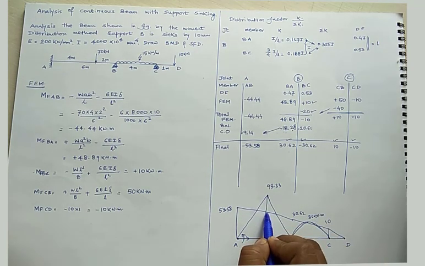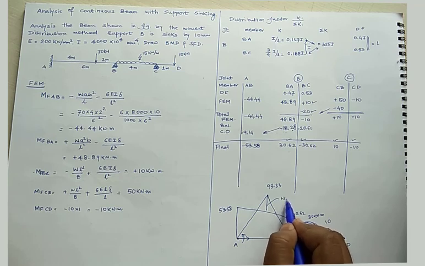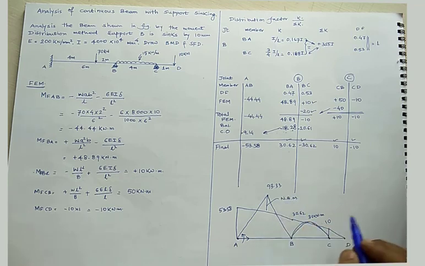So this is the final bending moment diagram, and this is the net bending moment. This is the final bending moment diagram.